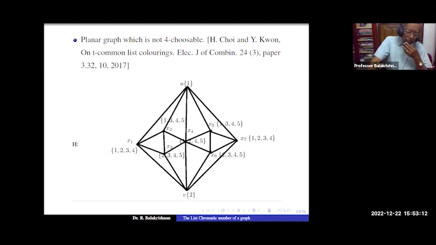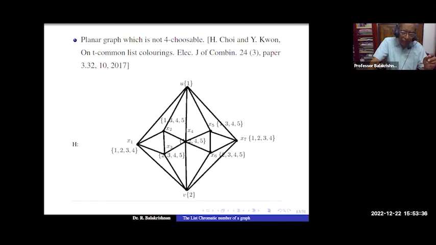Now, remember, because I have given color 1 here, the neighbors of this vertex U cannot have color 1. So though I have given a 4 list here, this 1 is really useless because I cannot give 1. Similarly, at the bottom we have V getting color 2. I cannot give color 2 here.